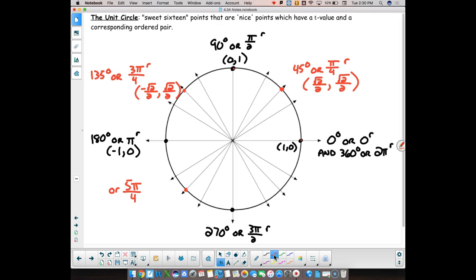Don't be afraid. That's all I heard. Sorry. Here, what do you got? 225. I saw you whisper. That's why I knew you were right. Okay. What is the coordinates associated with that one? Both negative?